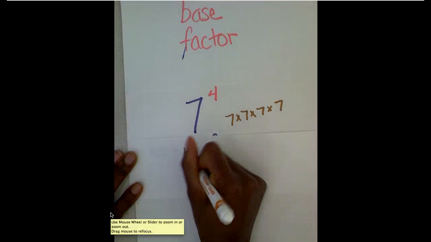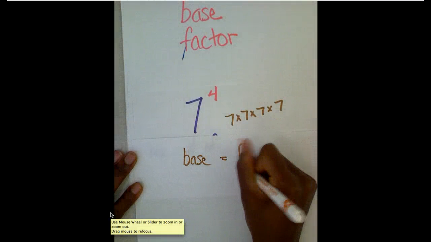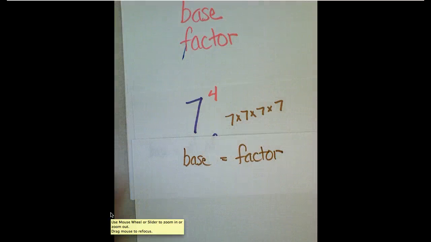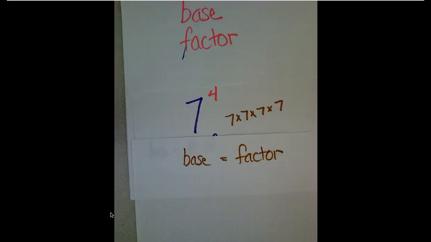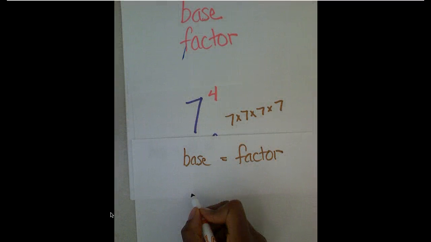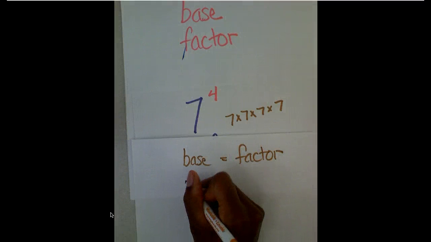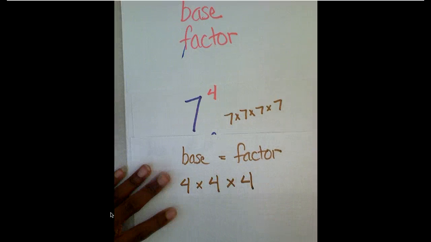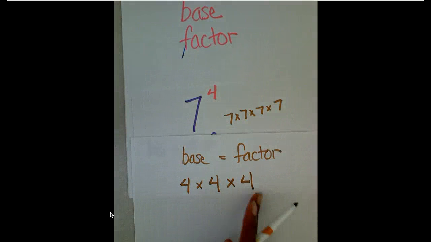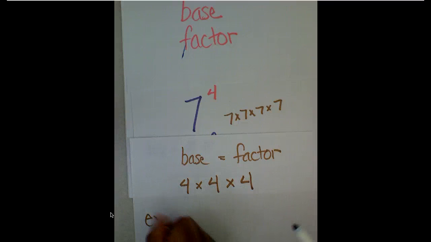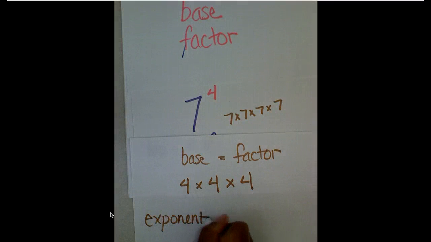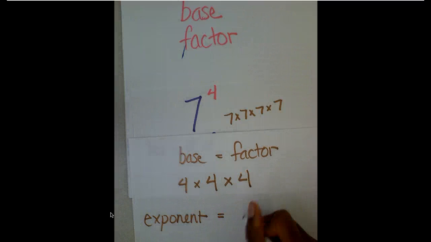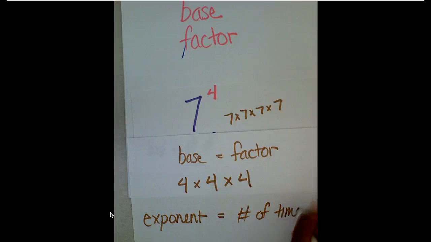So base means the same as factor. These are synonyms. I remember that word from 5th grade. What is a factor again? Factors are the numbers that we multiply together. Anytime we're multiplying numbers, let's say 4 times 4 times 4, 4 is being used as a factor here 3 times. So the exponent is the number of times we multiply the factor.